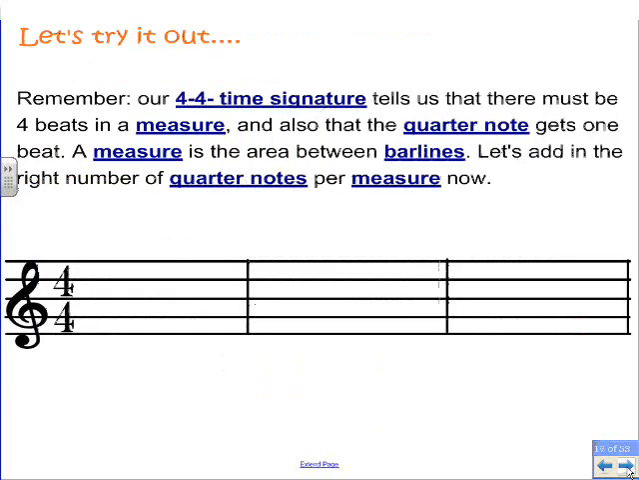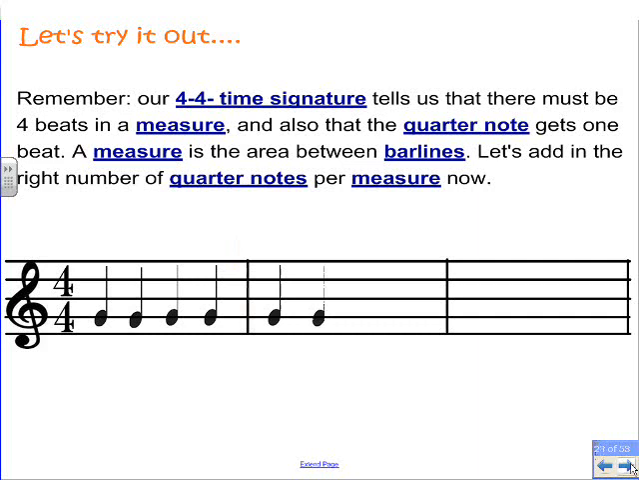Let's try it out. Remember, our 4/4 time signature tells us that there must be 4 beats in a measure, and also that the quarter note gets 1 beat. A measure is the area in between bar lines. Let's add in the right number of quarter notes per measure now. 1, 2, 3, 4, bar line. We stopped at 4 because that top number right here tells us 4 beats in a measure, so we got to stop at 4. Let's do another one.